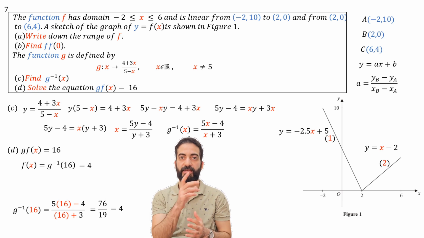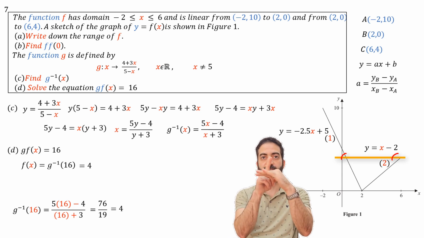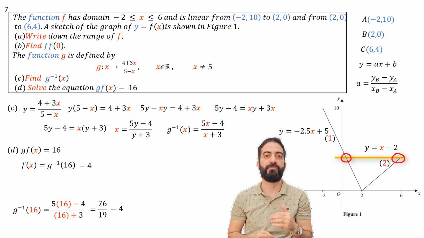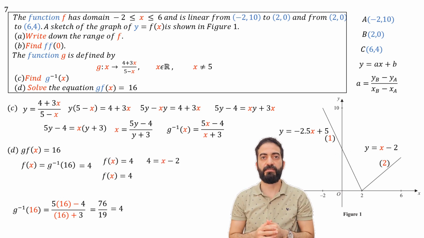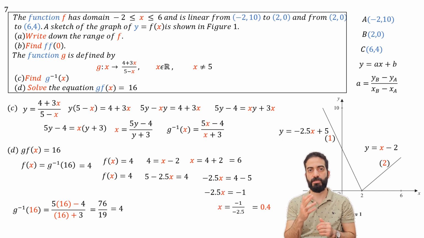If we come to the graph to search for f(x) equals 4, we will see that there are 2 answers, here on this line and here on this line. So we get the first answer, x equals 6. And also here, in place of y, we put 4. So we can conclude that x equals 0.4. So x equals 6 and x equals 0.4.